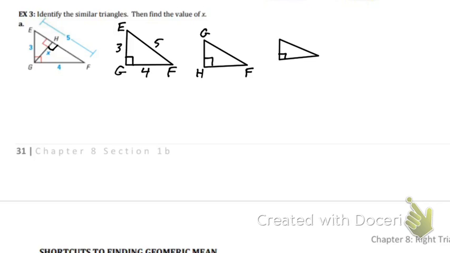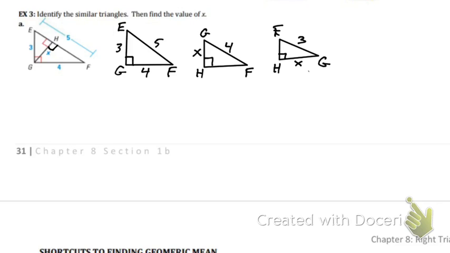Then we look back at our drawing. H to G was actually X in length. Our H to F, we don't know that length. G to F is that 4. Our last triangle, H is once again the 90-degree part of it. Then we'll have G and E. E to G is 3. H to G is X.